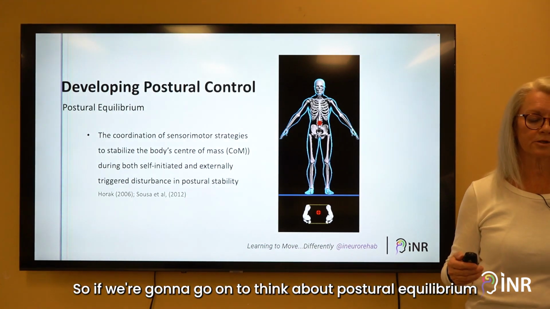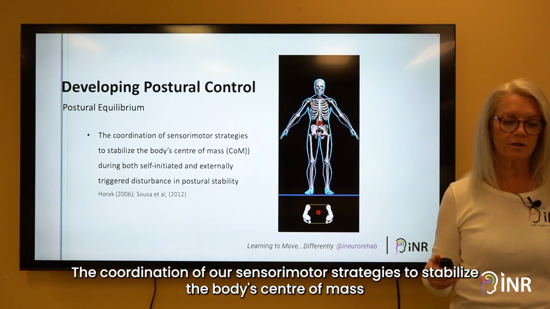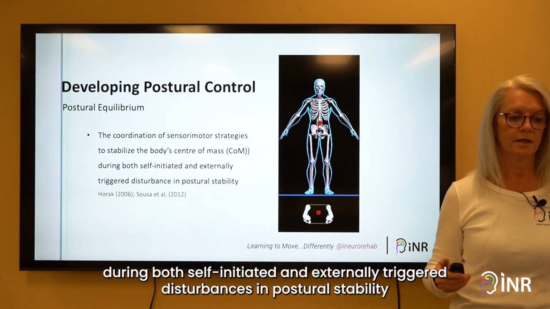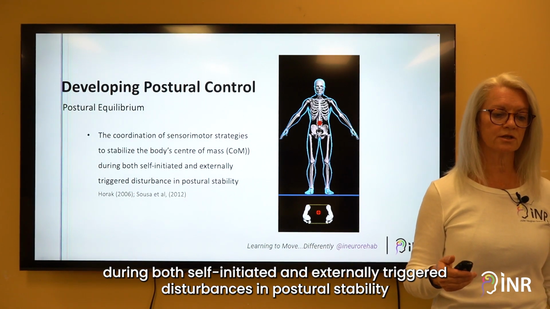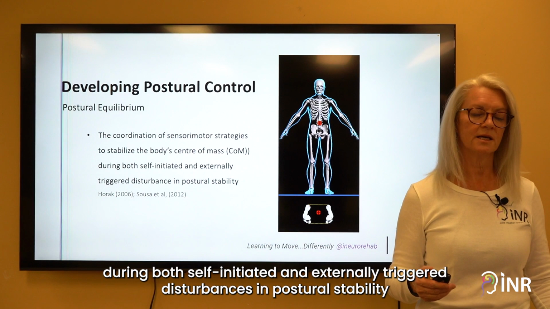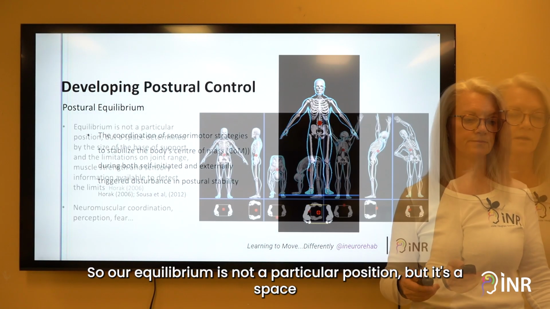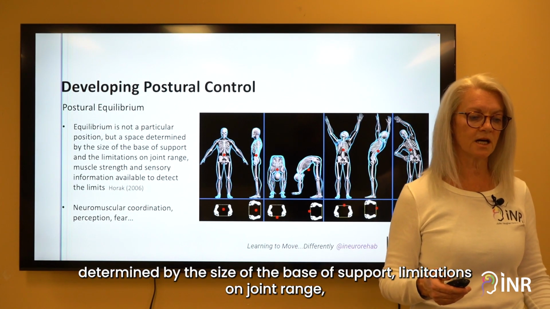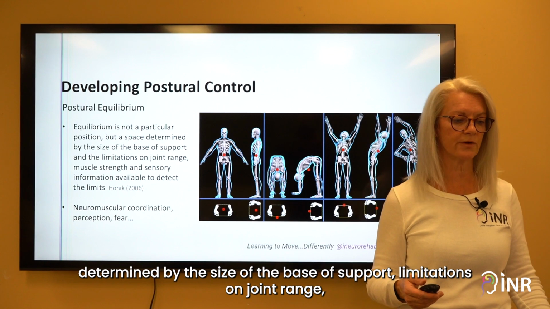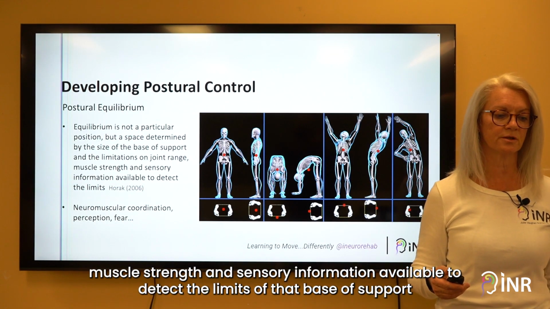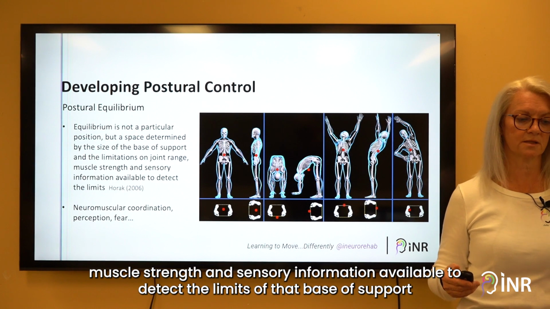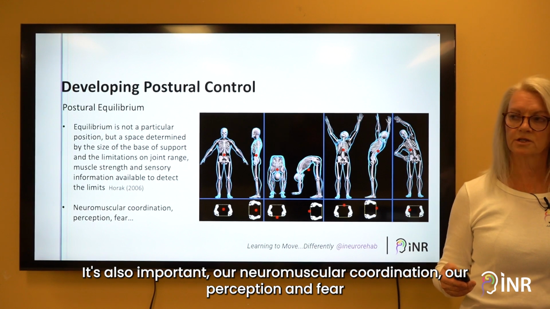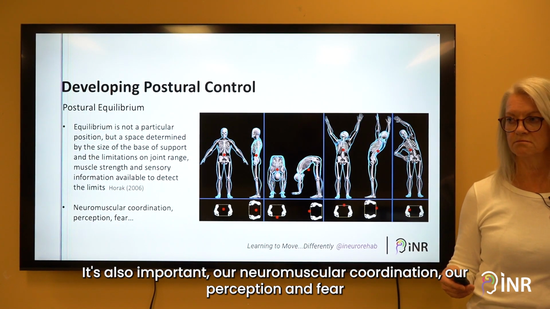So if we now go on to think about postural equilibrium, the coordination of our sensory motor strategies to stabilize the body's center of mass during both self-initiated and externally triggered disturbances in postural stability is the function of postural equilibrium. So our equilibrium is not a particular position, but it's a space determined by the size of the base of support, the limitations on our joint range, muscle strength, and sensory information available to detect the limits of that base of support. It's also important our neuromuscular coordination, our perception, and fear.